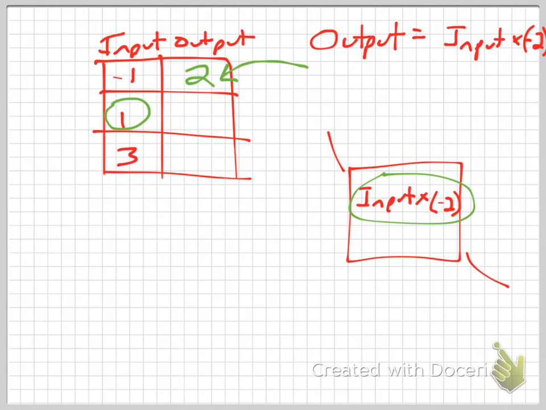If the input is 1, what's the output? Morgan? -2. Because 1 input times -2, 1 times -2 is -2. If the input was 3, if I shove in a 3, what comes out, Caleb? -6. Because input times -2, x times -2, 3 times -2. Make sense? You understand this, you are going a long way towards understanding the basics of algebra for real.